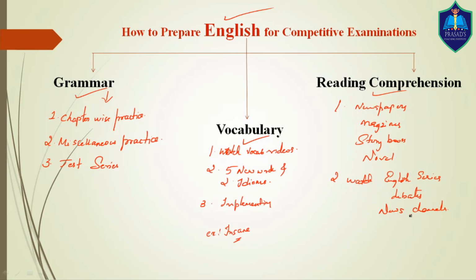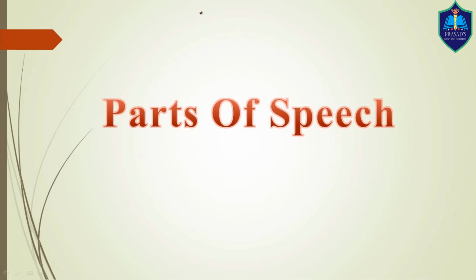So before we start with the grammar rules, it is necessary for us to know the parts of speech, because every sentence consists of parts of speech. So let's discuss what is it and its types and its usage. So group of words we call as sentence, and it is necessary for us to know what type of work each word is doing in the sentence, like whether it is performing as a noun, or it is performing as a pronoun, or it is performing as a verb. So we should know first about the parts of speech.